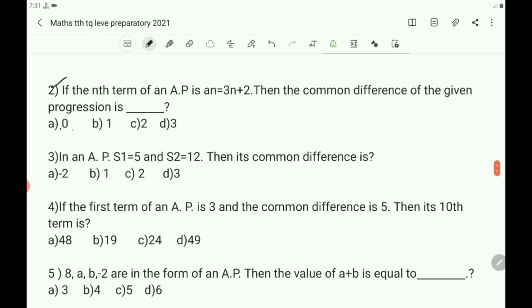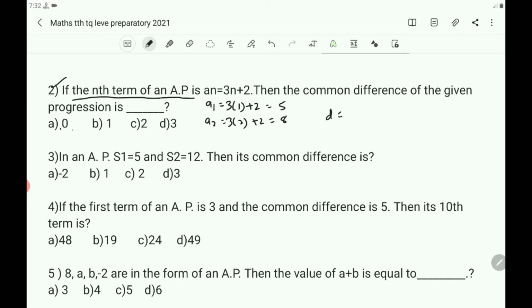Next, you take the second question. If the nth term of an AP is an = 3n + 2, then the common difference of the given progression is. To find the common difference, two consecutive terms are needed. So first you get a1. a1 equals 3 into 1 plus 2, you will get 3 + 2 = 5. And a2 equals 3 into 2 plus 2, that is 6 + 2 = 8.